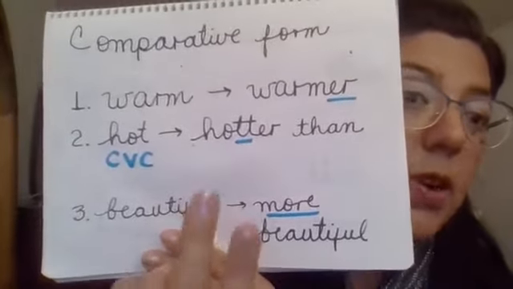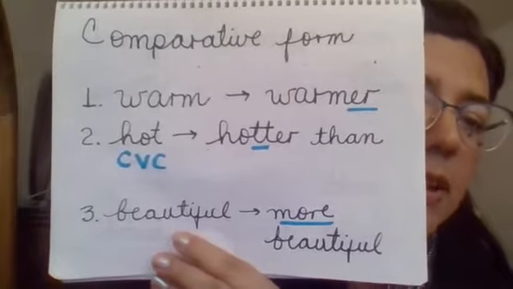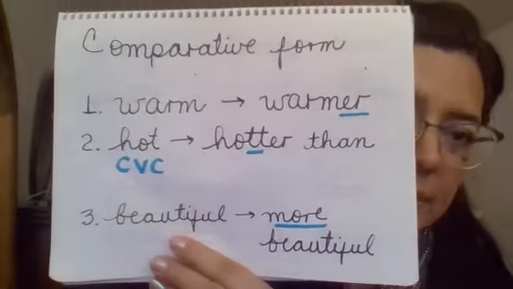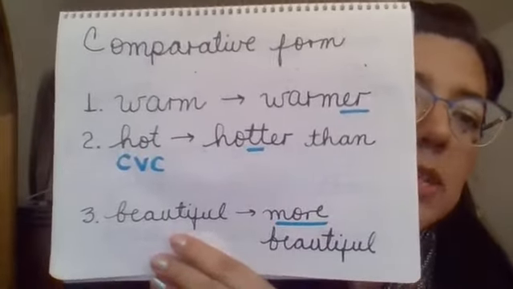Number 3, the third type of adjective that you can find is a long adjective, okay? More than 2 syllables. In that case, what you're going to do is to add the word more, and you do nothing to the adjective. Look, beautiful, more beautiful. We don't change the adjective at all. Okay, you only add more beautiful.